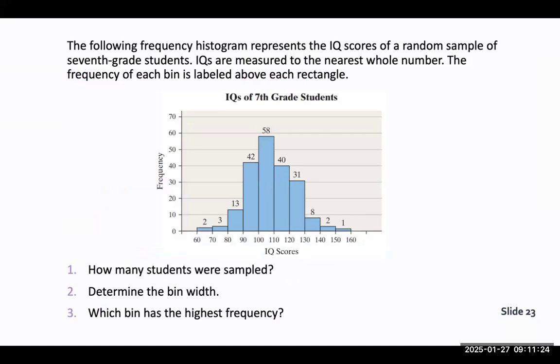So the following frequency histogram represents the IQ scores of a random sample of 7th graders. IQs are measured to the nearest whole number. The frequency of each bin is labeled above each rectangle. Okay, so we have this histogram of IQs of 7th grade students.